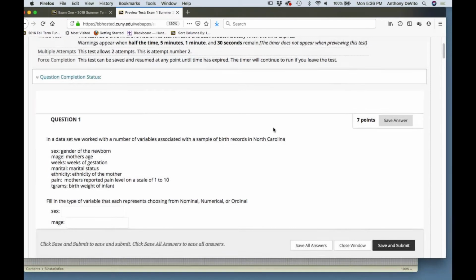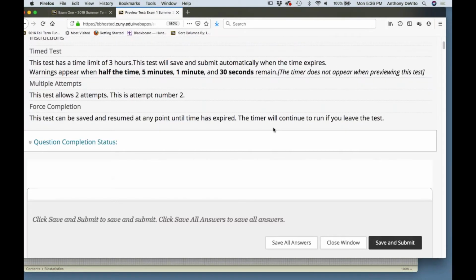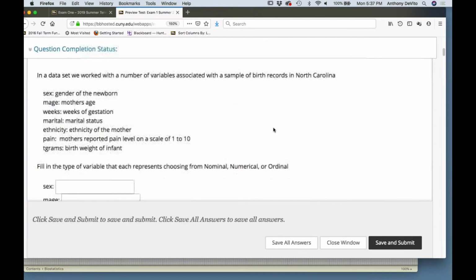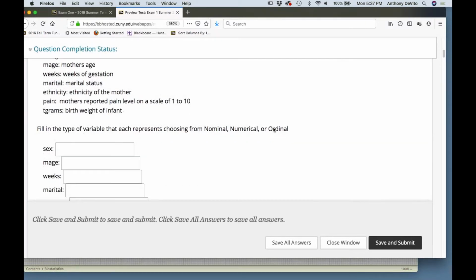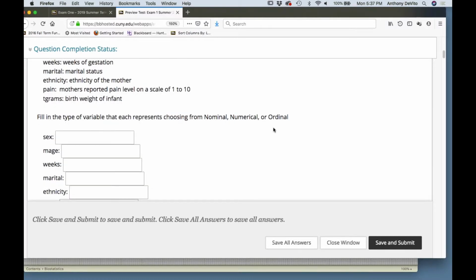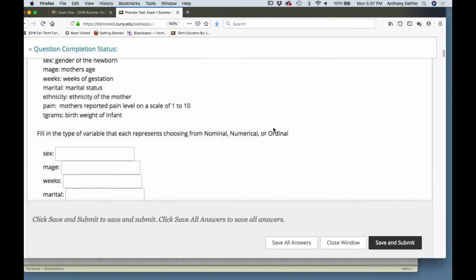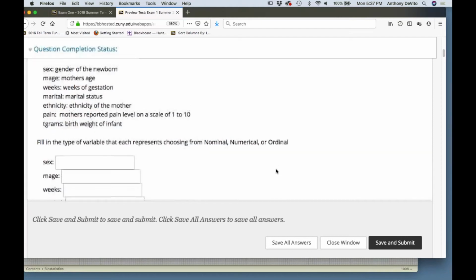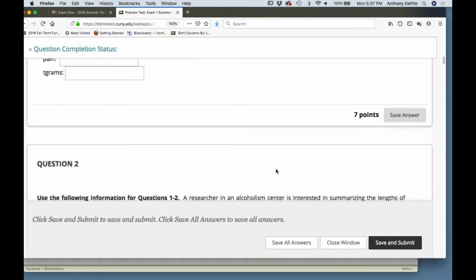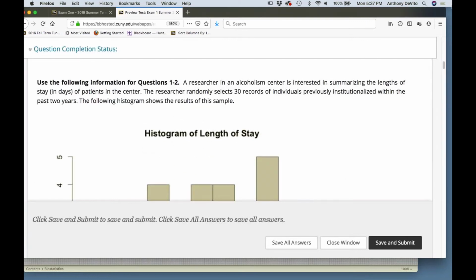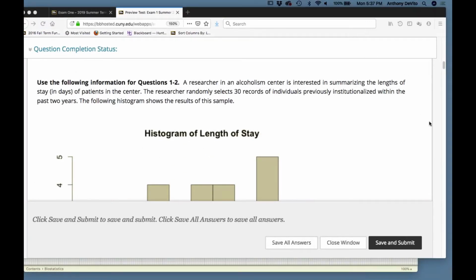Make sure I can make this a little bit bigger so we can see it. How do we feel about any surprises there in that list of variables? Ethnicity, pain scale obviously is an ordinal scale, numerical, mother's age, numerical, gender, newborn, nominal, and so on and so forth. I don't think there's any real surprises there. If you guys online have any questions there, let me know.